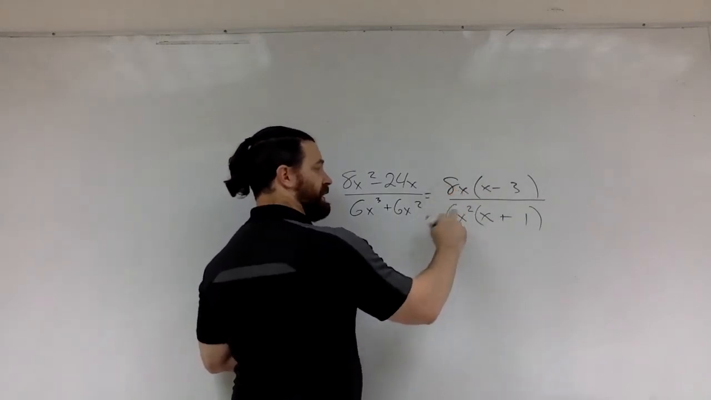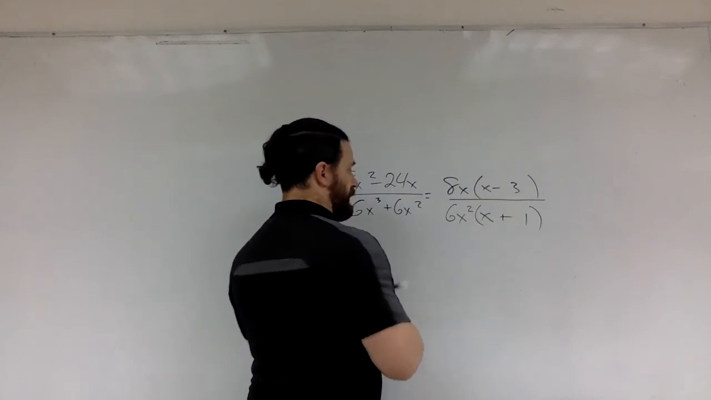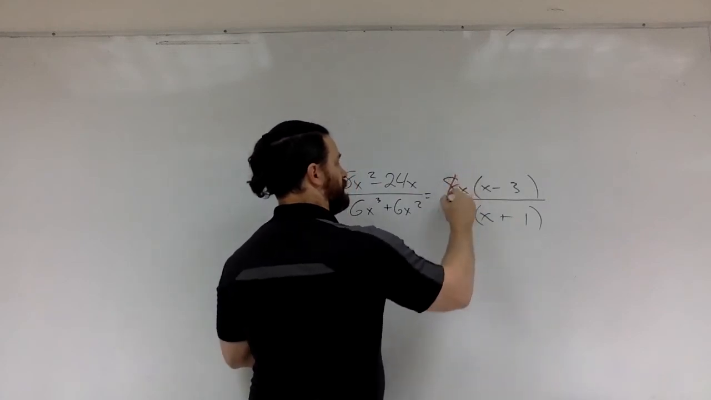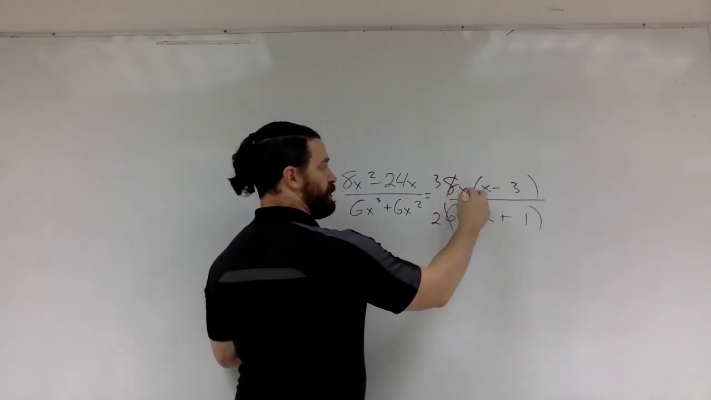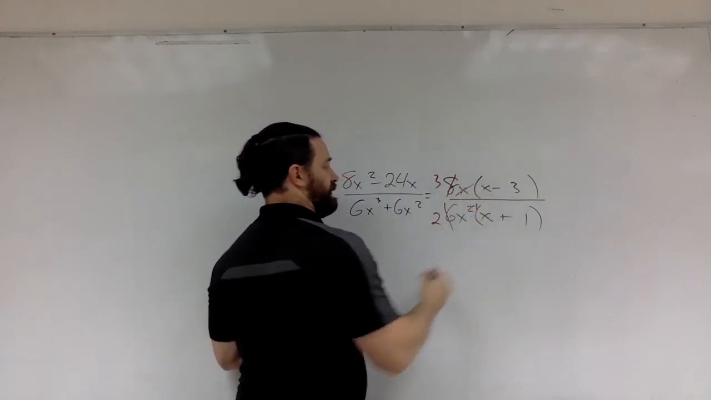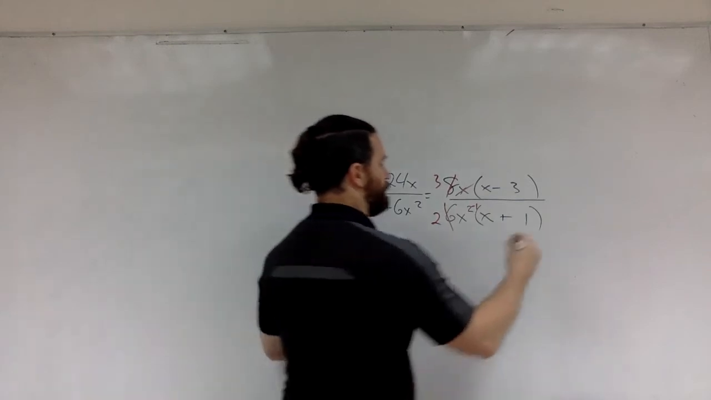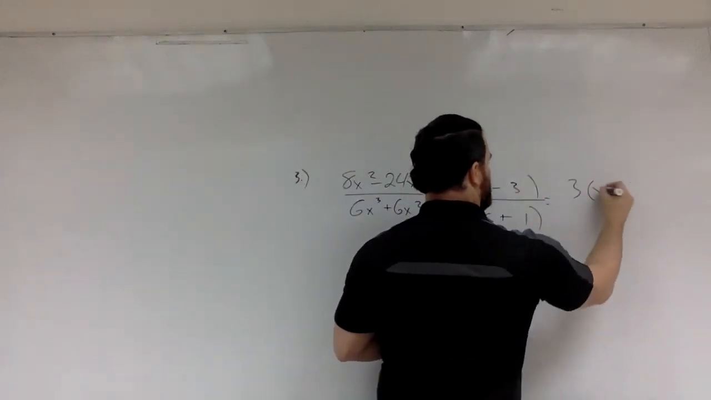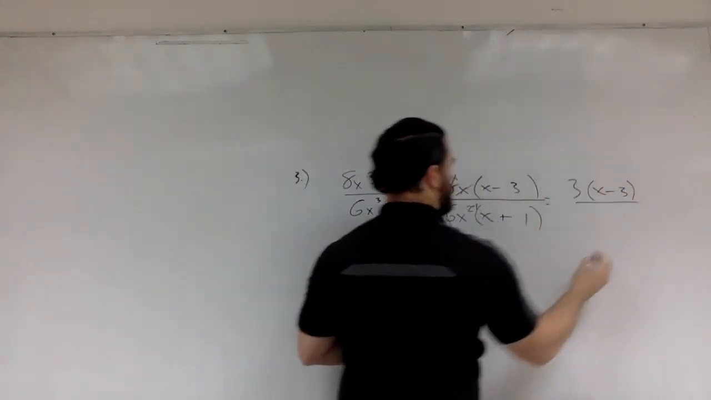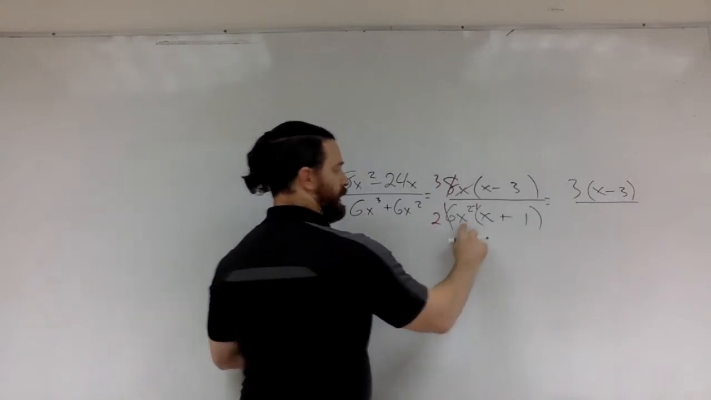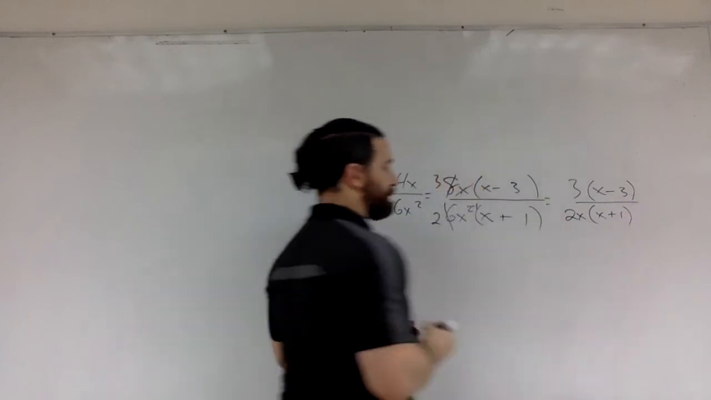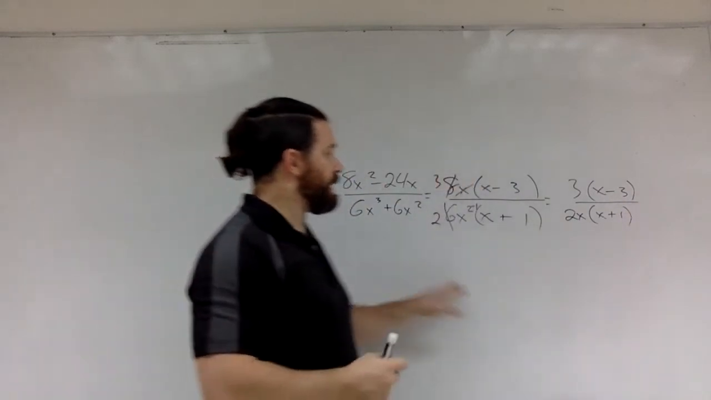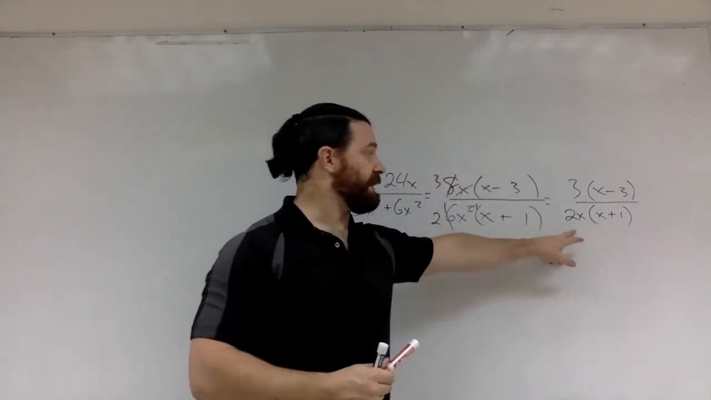The 8 and the 6 can be reduced. This would become a 3. And this would become a 2. And then this x will cancel, and I can subtract it from here. So on the top, I'm left with 3x minus 3 over 2x, x plus 1. And that would be it. That's as much as we can cancel.